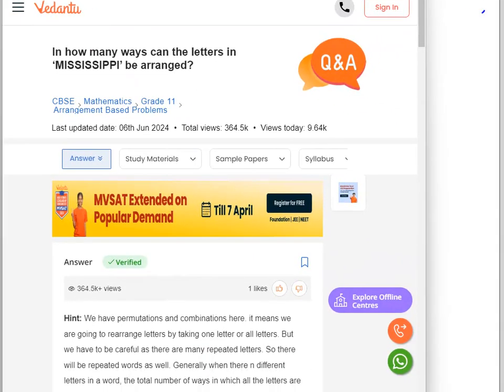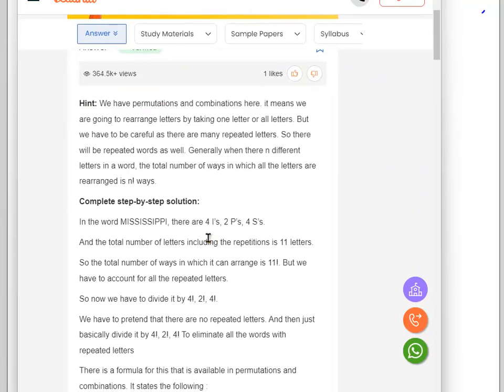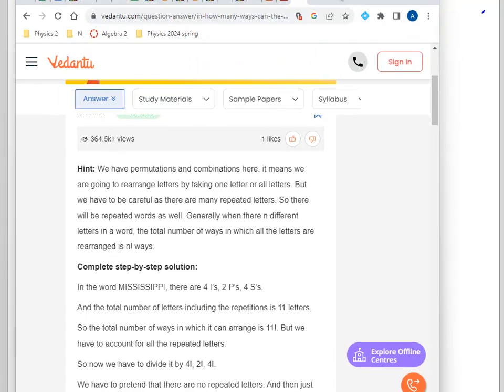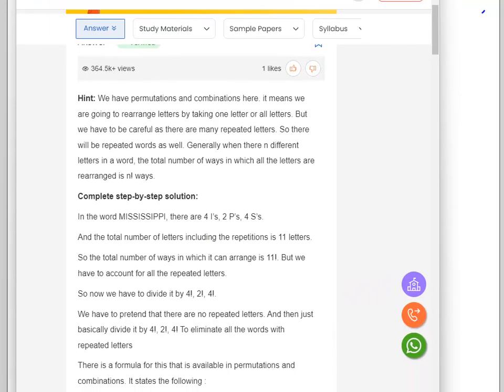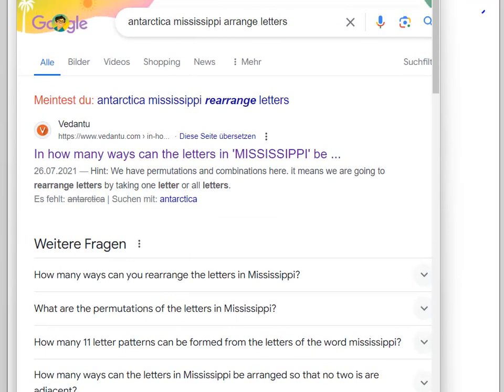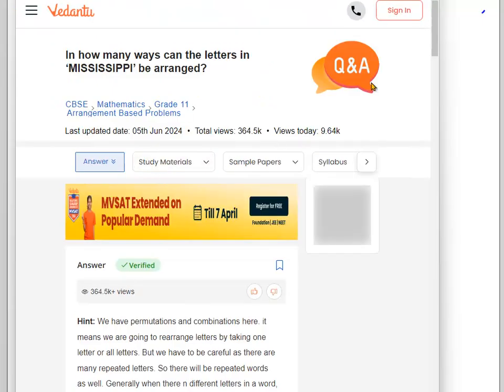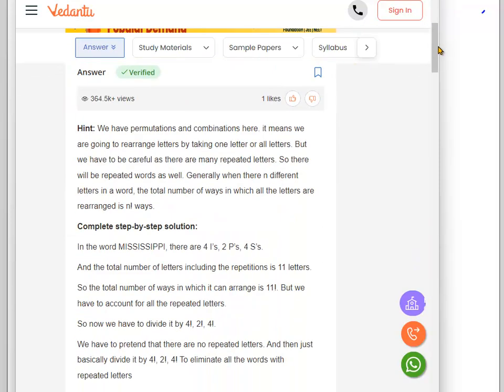All right, so as I said, I'm going to take this a little bit further, and here's something. How many ways can the letters in Mississippi be arranged? And this is from this particular website. By the way, if you want to look at the address, there it is. I think, how did I Google it? That's how I Googled it. Arrange letters, rearrange letters, and so on. Okay. And I also will have the word Antarctica there in a moment.